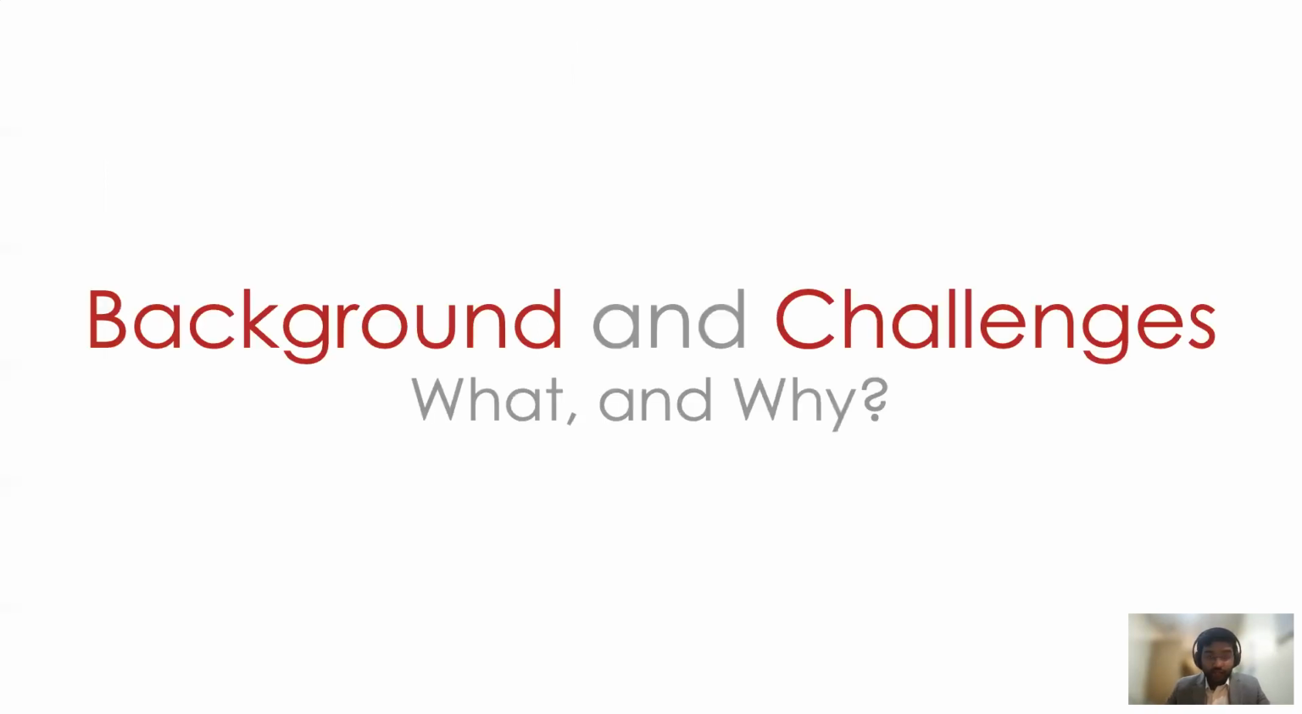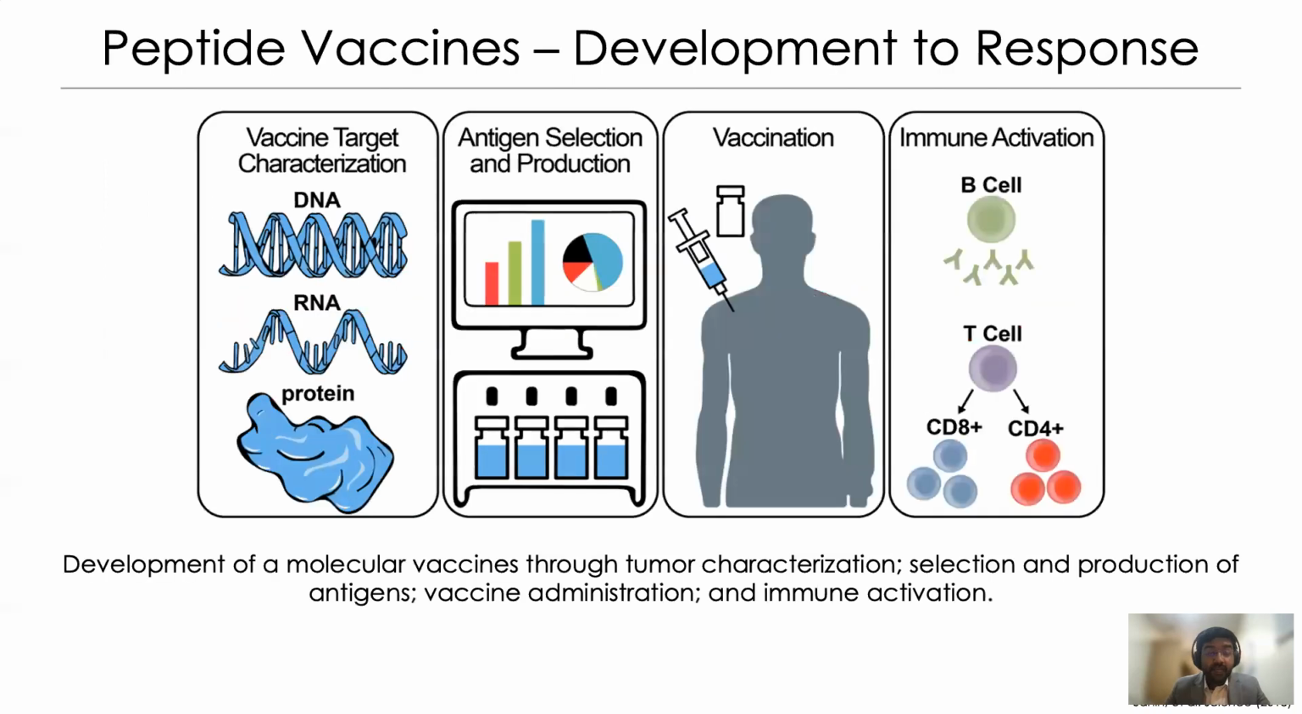Starting with background and challenges, the what and the why. At first, vaccine peptides or peptide vaccines follow the approach of cancer immunotherapy to target cancers. The therapeutic approach starts with vaccine target and characterization, then following with antigen selection and production, vaccine administration, and then waiting to see immune activation, that the body's immune system takes over and then kills the cancer cells in the human body. At this point, I'll walk you through all of these processes, starting with vaccine target characterization through immune activation as a part of this background.